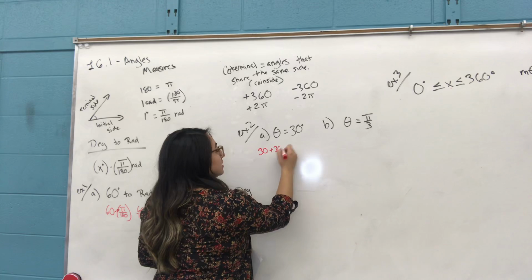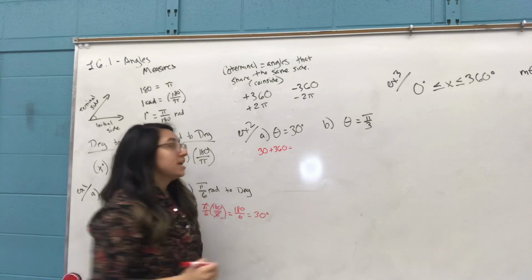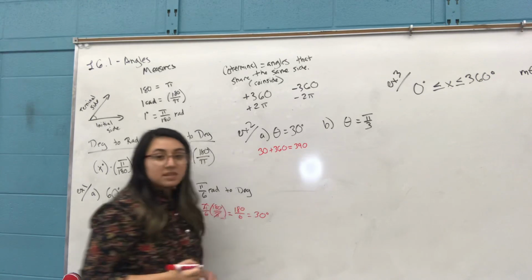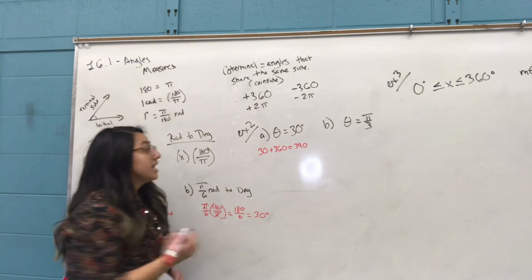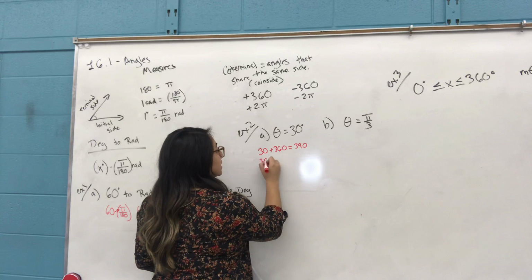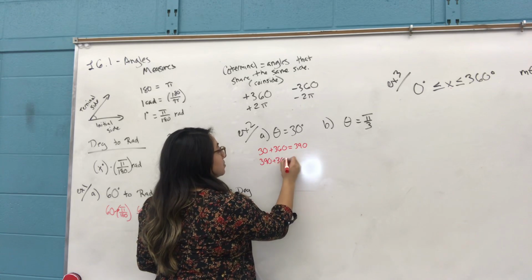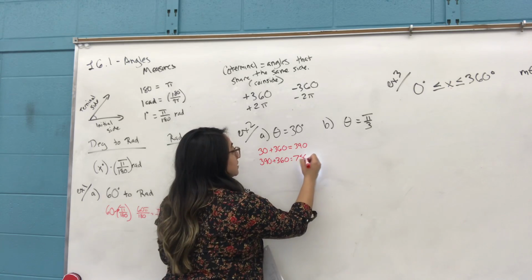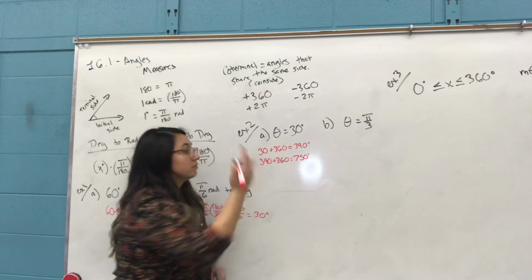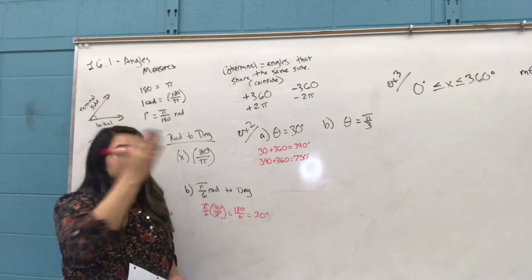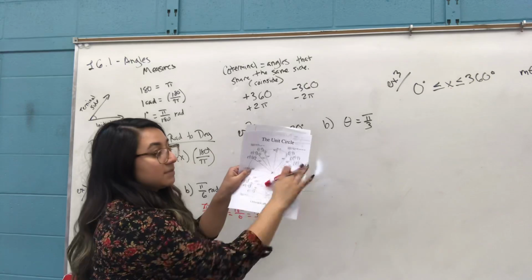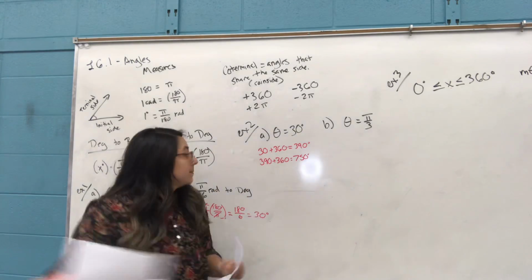We can add 360. If we add 30 and 360, we get 390. So that's one coterminal angle. If we add 360 again, so from 390, let's add another 360, we end up with 750 degrees. So 30, 390, 750 are all coterminal angles. They all share the same terminal side of this angle right there.